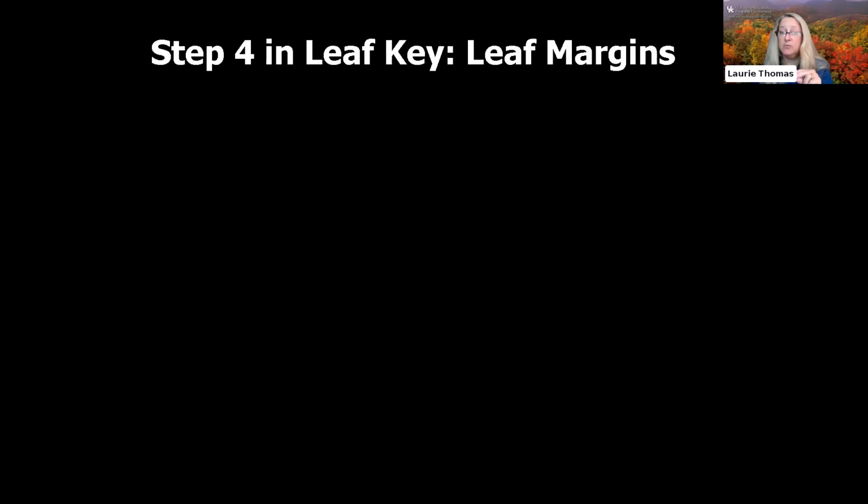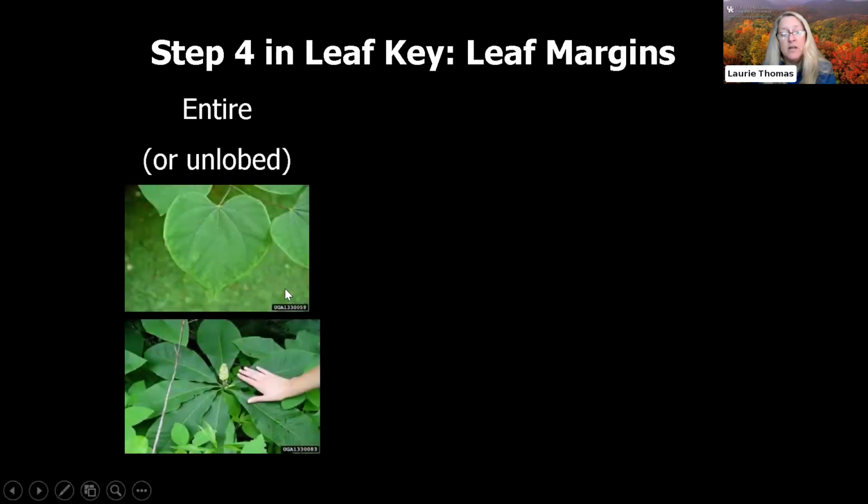Step two, how was it arranged? Alternately or opposite? Step three, we wanted to know, is it a simple leaf or a compound leaf? And in step four, it's going to ask us about what the edge of that leaf looks like, what its margins look like. So we can have lobed or entire leaves. So there's unlobed or entire leaves like this one right here. So we don't have any indentations to create lobes.